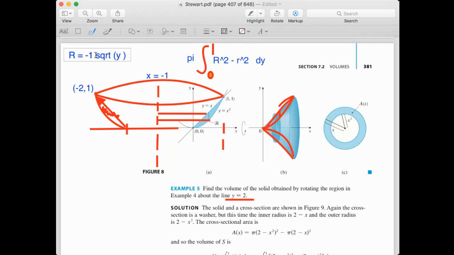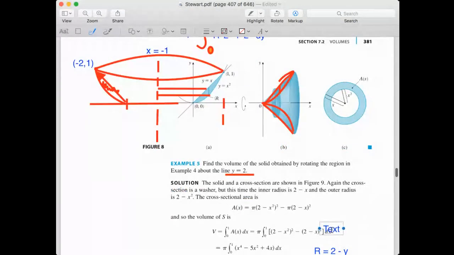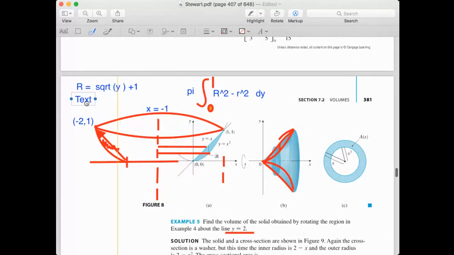Let's do the other one, so we don't have to deal with so many negative signs. So the square root of y minus -1 becomes plus 1, because minus -1 is plus 1. So this is big R. Now let's figure out small r. That's the outside, big R.